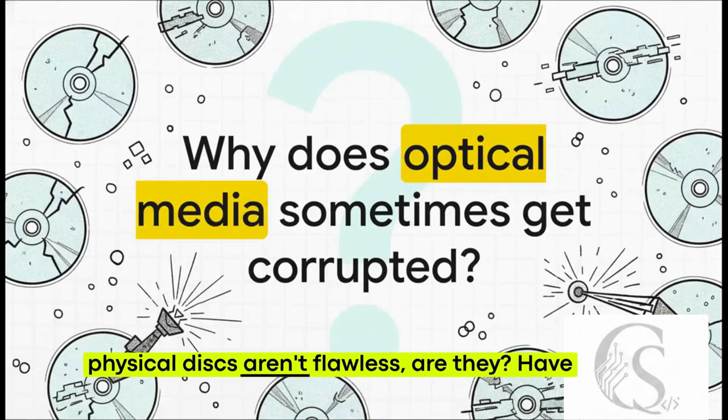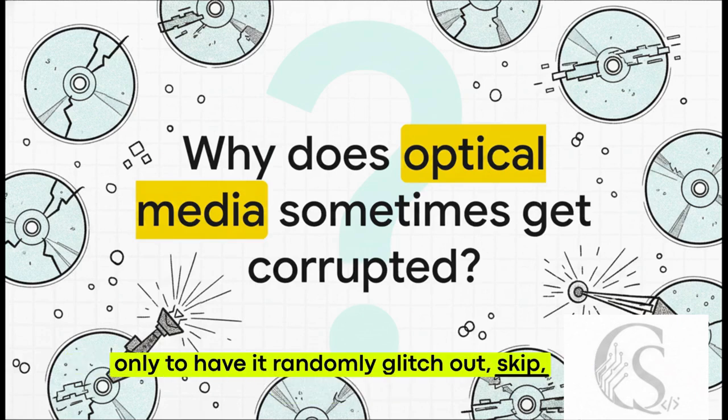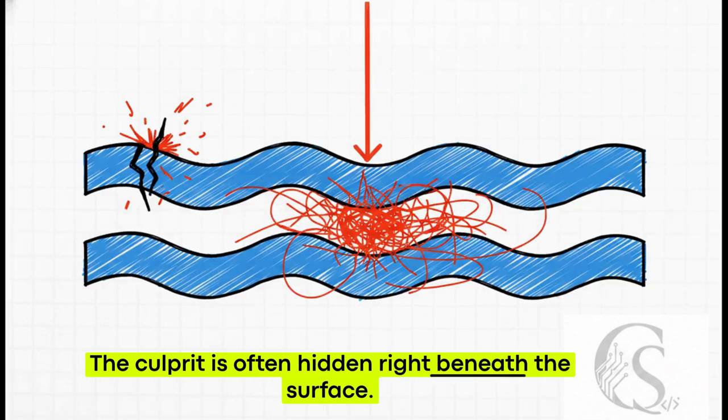But physical discs aren't flawless, are they? Have you ever popped in your favorite movie or an old game disc only to have it randomly glitch out, skip, or just completely refuse to read? The culprit is often hidden right beneath the surface.